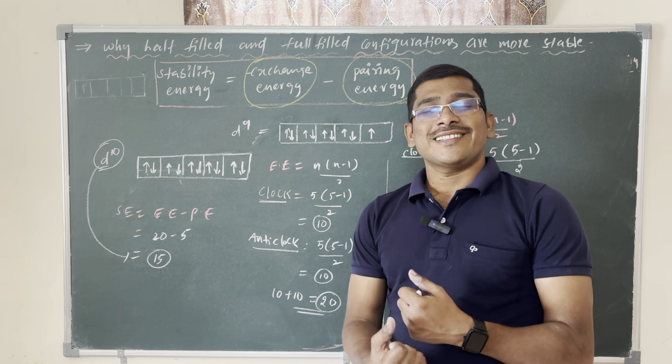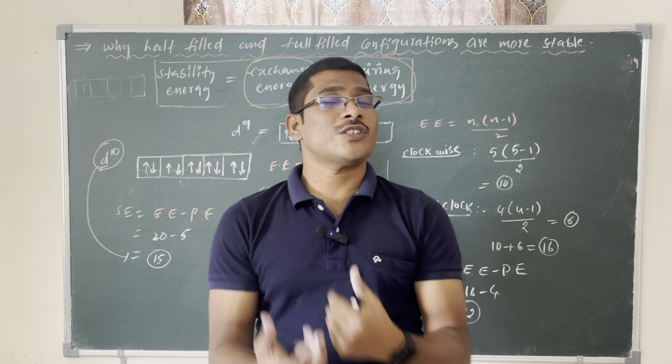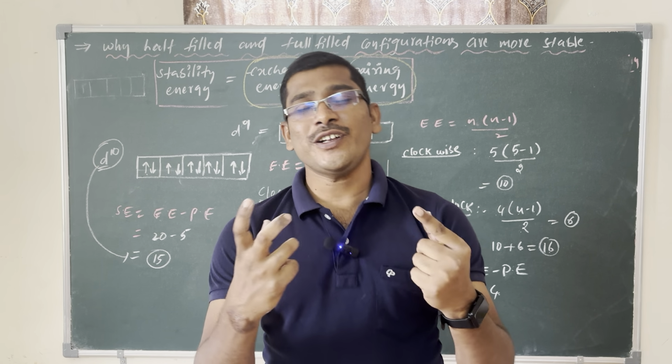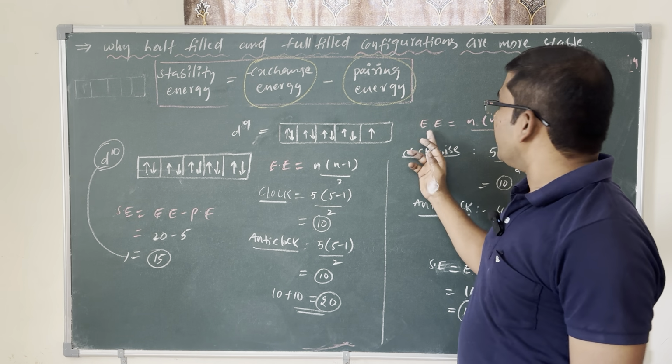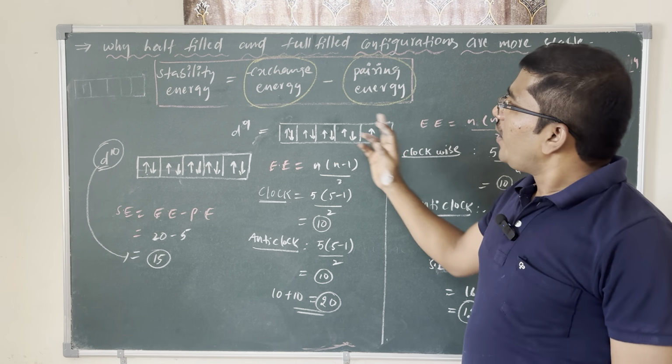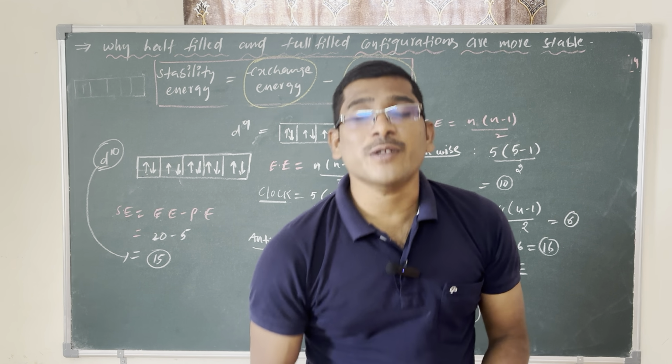That is the reason half-filled and fully filled configurations are more stable compared to other configurations: because of exchange energy. Exchange energy is the main factor. At the same time, pairing energy is also one of the important factors. Symmetry is also there for D5, D10, P3, P6, and F7, F14. For F orbitals we get a larger exchange energy value and stability energy. Okay, so this is the information, students.